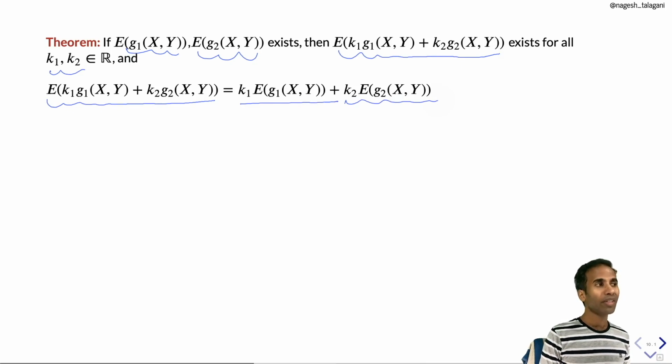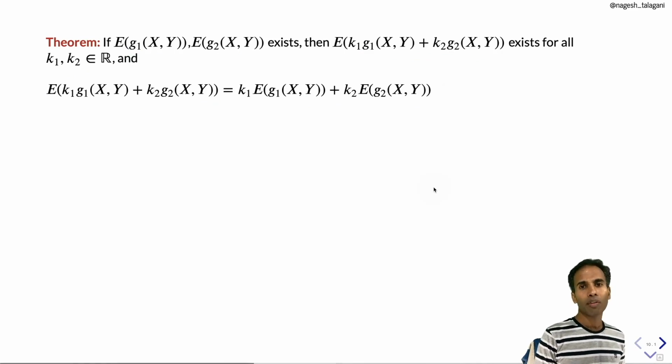That is, if expectation of g1(X,Y) and expectation of g2(X,Y) exist, then expectation of every linear combination of g1(X,Y) and g2(X,Y) exists. Not only that, expectation of that linear combination is going to be the linear combination of expectation of g1(X,Y) and expectation of g2(X,Y). Okay, fine. Let's prove this theorem.